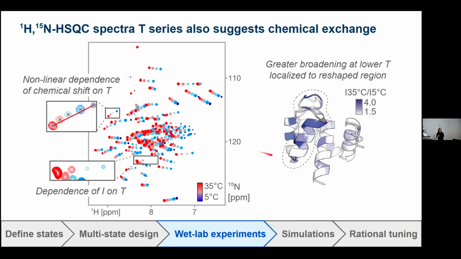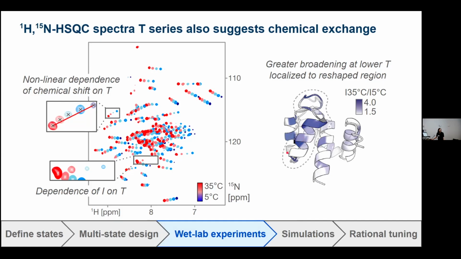and especially when we plotted the intensity of the peaks at 35 degrees Celsius compared to 5 degrees Celsius. We saw that these ratios were heightened in the reshaped region and in neighboring residues, which could be consistent again with the systems being in fast exchange and slowing more to an intermediate exchange regime as the temperature gets decreased, where the peaks are sort of broadening out.